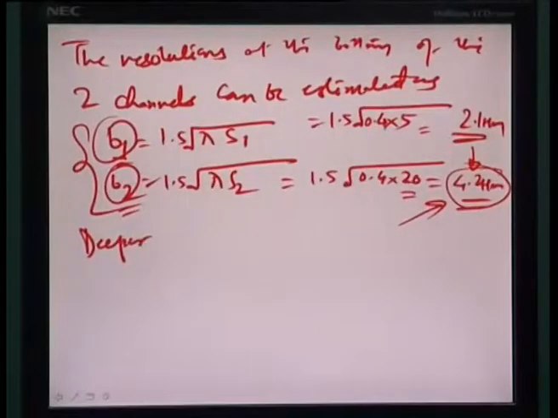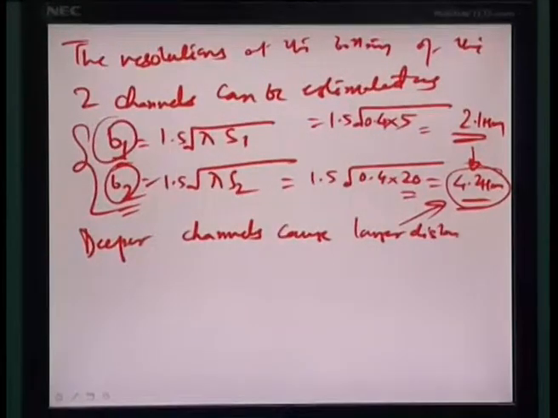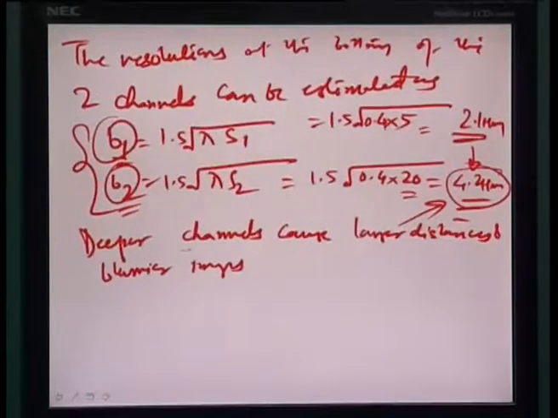So, in a nutshell, deeper channels cause larger distances, and effectively they also cause blurrier images. That means your resolution is lost because of going deep down.